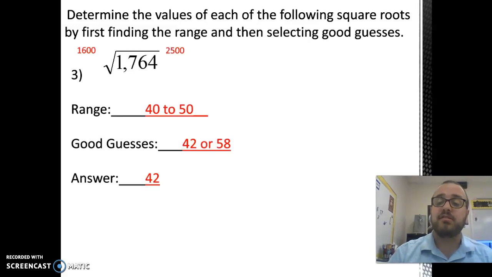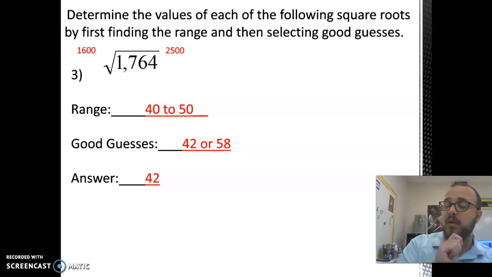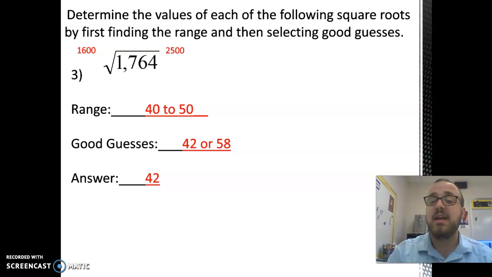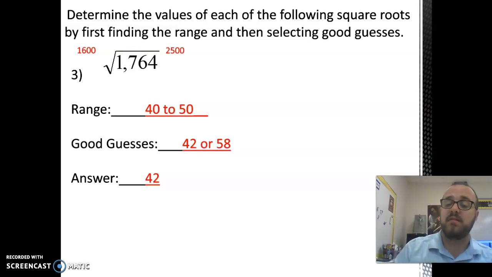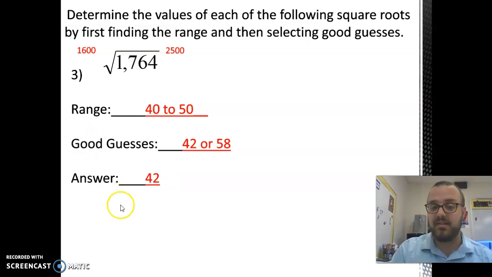All right, and we're back. Let's go ahead and check our work here. So I said that this one was between 1,600 and 2,500, meaning my answer was between 40 and 50. The good guesses here would be either 42 or 48. Sorry, that should say 48. But it should be either 42 or 48. And because 2 times 2 ends in 4, 8 times 8 ends in 64, this number is definitely closer to 1,600, so 42 is going to be my answer.